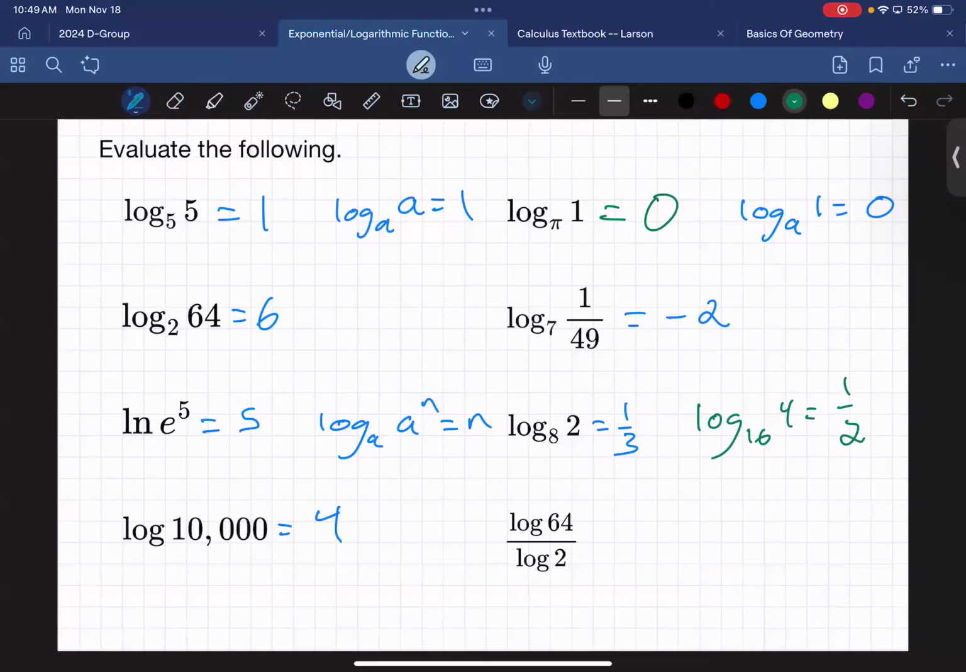Now, this last one, put this in your calculator. That's what we want to focus on. Be careful with your parentheses when you do that division. You got 6?